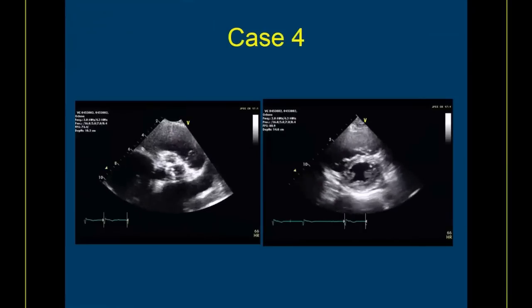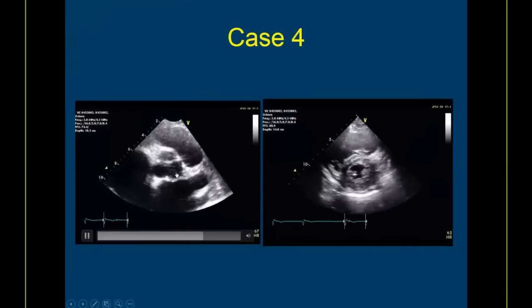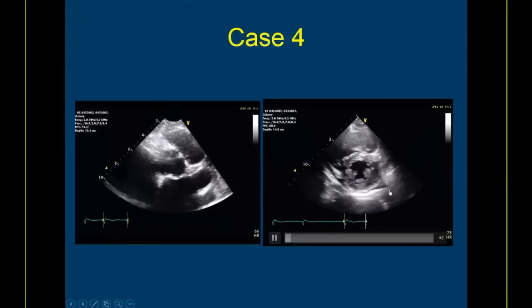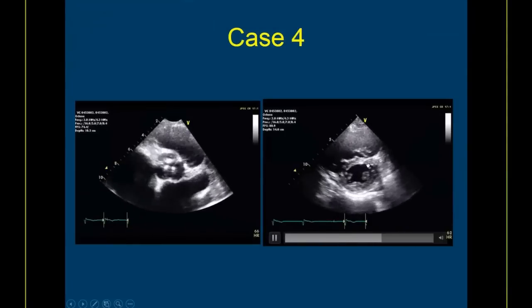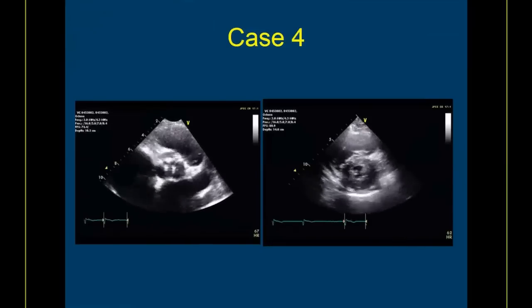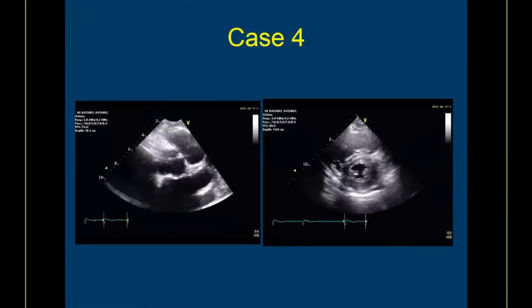Again, this is a short axis. Looks like it could be severe. It's awfully calcified. There isn't much excursion going on, and you certainly have a preserved ejection fraction with some of the smallest cavity even visually.